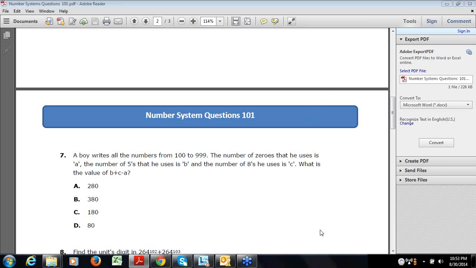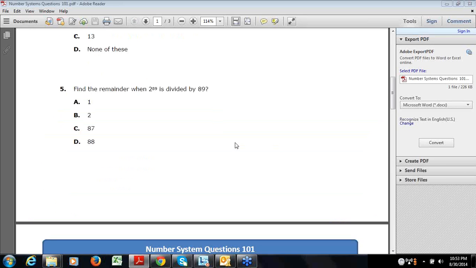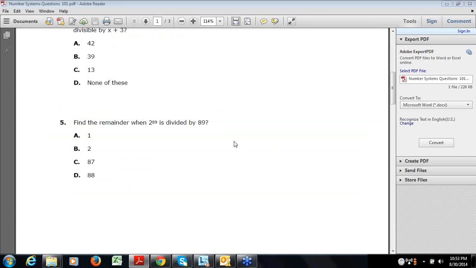Okay guys, let us review these questions. It's an easy question. Find the remainder when 2 to the power 89 is divided by 89.